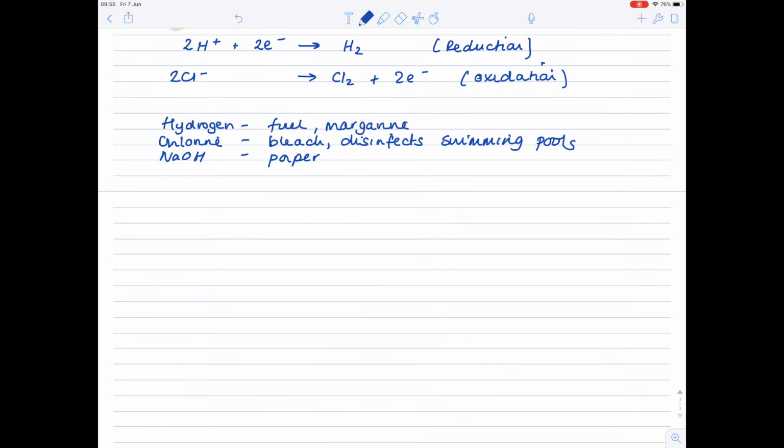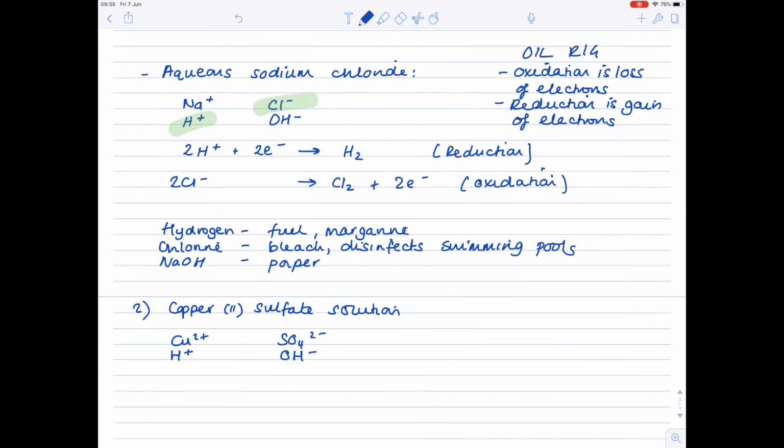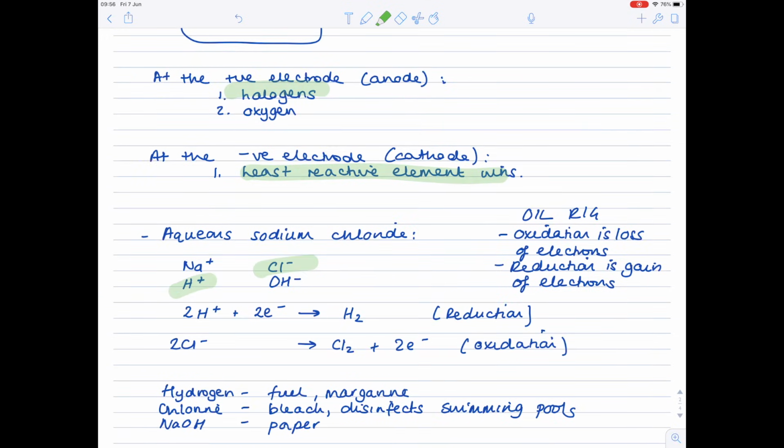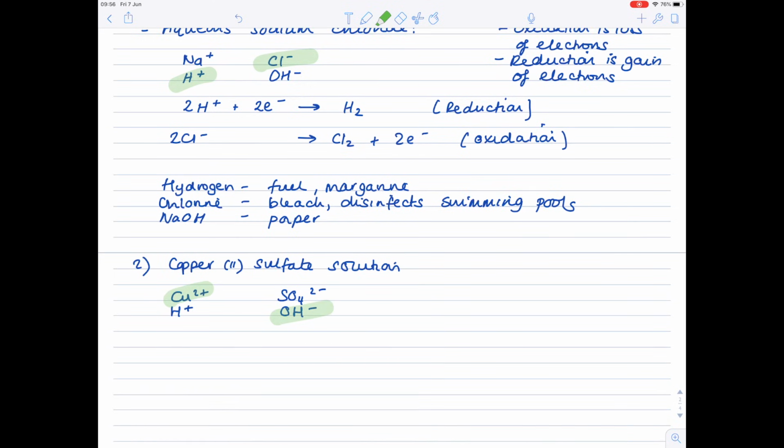So let's take another example now. What about copper 2 sulfate solution? So let's work out what ions we have. Well, we have copper, the sulfate ion. Because it's in solution, we have hydrogen ions and hydroxide ions. So looking at our rules again, at the cathode, the negative electrode, then the least reactive element wins. So out of copper and hydrogen, that will be copper. And then at the anode, halogens win, otherwise it's oxygen. Now, there are no halogens here. We've only got the hydroxide ions, so that will discharge to produce oxygen.